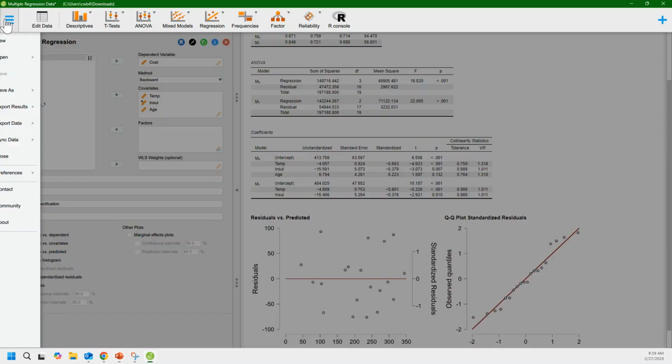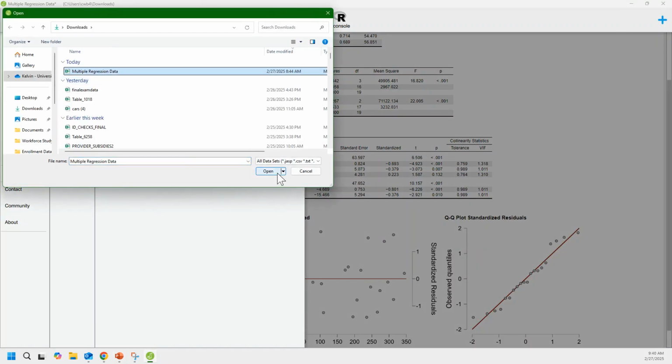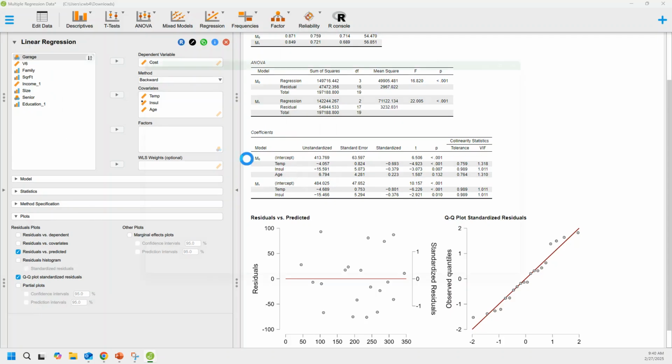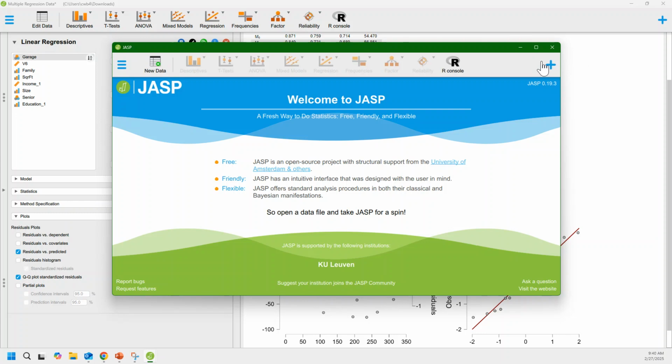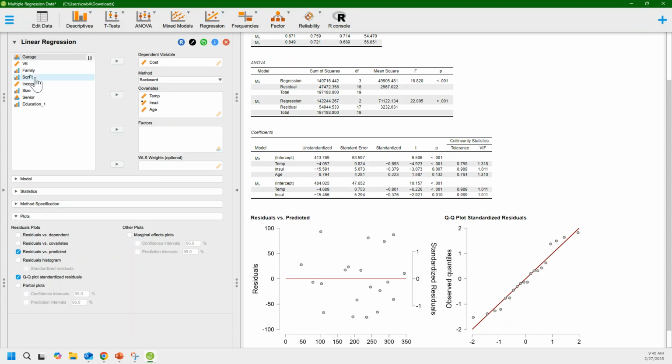All right, so I'm going to open up this data here. I already got the variable. All right, yeah, we have square footage here, income, family size, and education, which is the number of years, right?